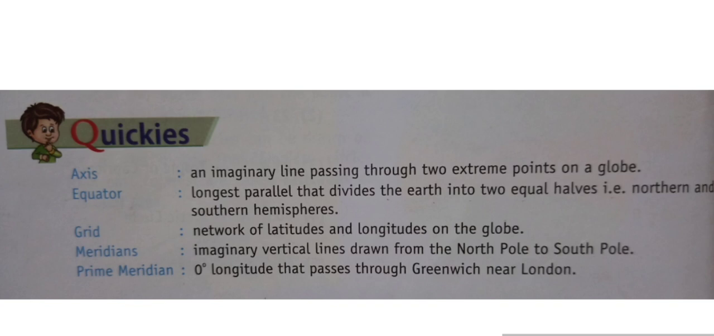Meridians: imaginary vertical lines drawn from the North Pole to South Pole. Prime meridian: 0° longitude that passes through Greenwich near London.